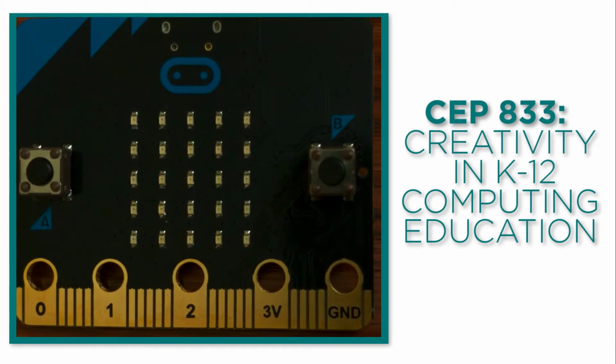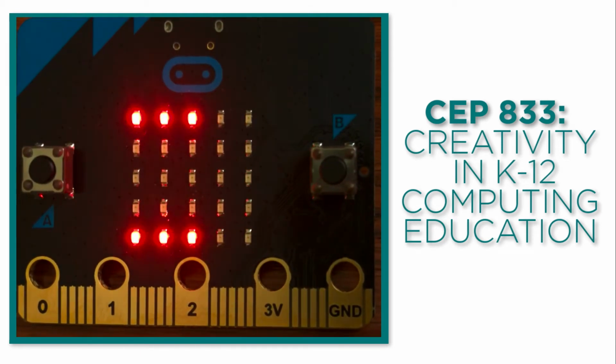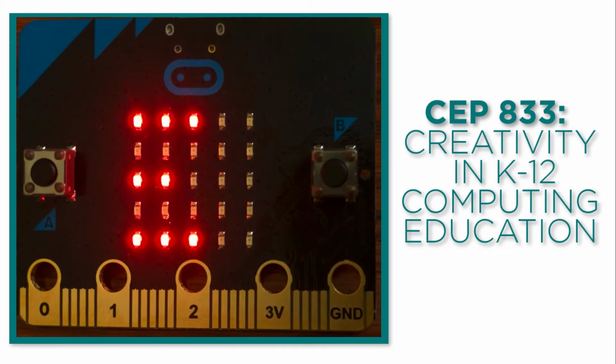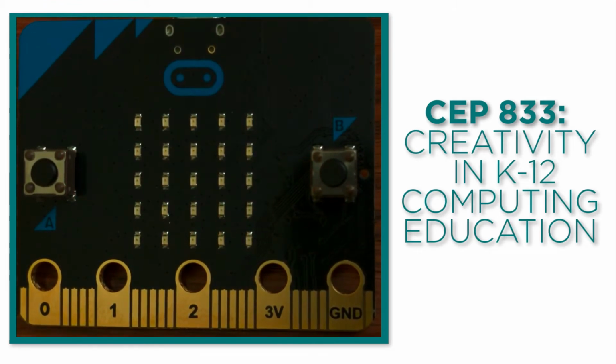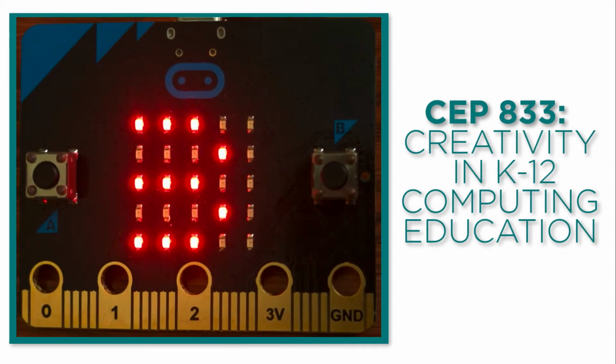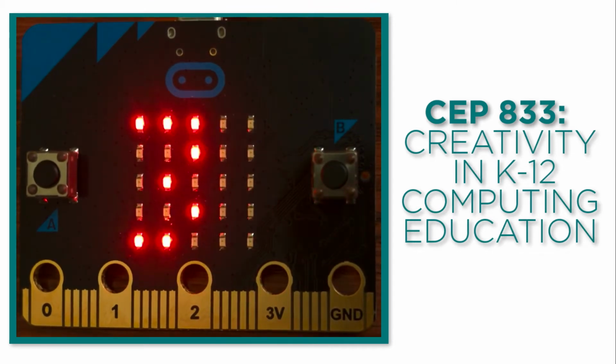CEP 833 is a fully online, 7-week accelerated course, which is one of the 3 required courses for our graduate certificate in K-12 computer science education and an elective for Master's in Educational Technology students.